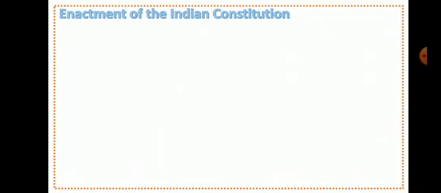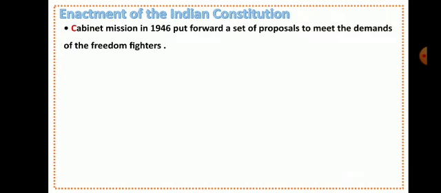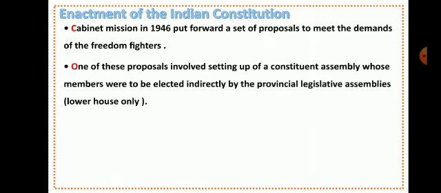Next we'll see enactment of the Indian Constitution. So students, in your previous class, that is when you were in class 8, you have studied there about the freedom movement of India, isn't it? So at that time you had learnt that the Cabinet Mission had arrived in India in 1946. At that time it put forward a set of proposals to meet the demands of the freedom fighters.